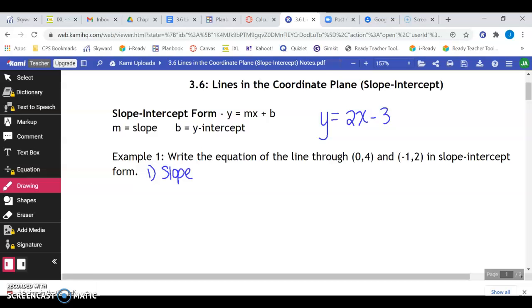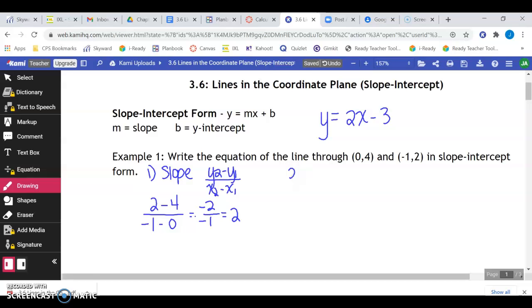And when we have 2 points, we have to use the formula y2 minus y1 over x2 minus x1. So y from the second point would be 2, minus y from the first point would be 4, over x from the second point is -1 minus x from the first point is 0. So 2 minus 4 would give us -2. -1 minus 0 is going to give us -1. Two negatives are going to cancel here for division. 2 divided by 1 is 2. So our slope is 2.